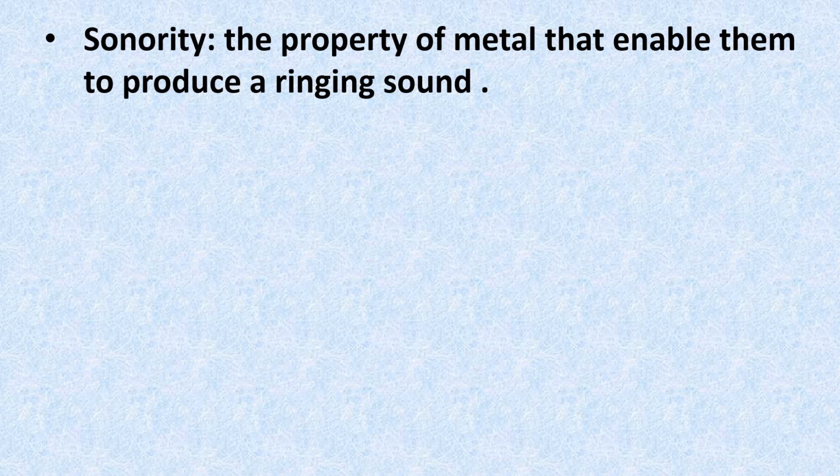Sonority. Now this is the third property. Sonority means the property of metal that enables them to produce a ringing sound. For example, if you use a steel spoon, it will make a particular type of sound. That ringing sound is called sonority.